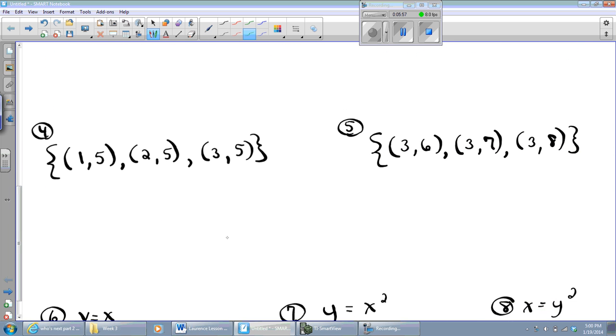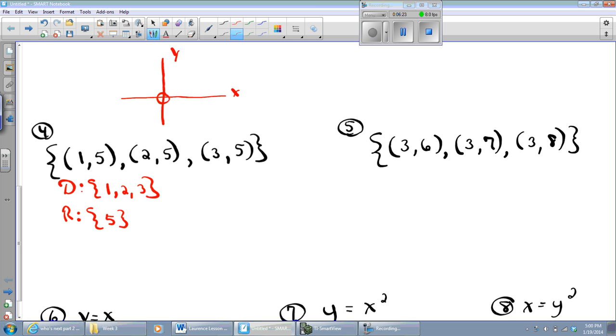Sometimes we have a set of ordered pairs and we have to determine the domain, range, and whether it's a function or not. So let's see the domain. It looks like the domain is 1, 2, 3. The range is 5. If you think about this pictorially, I'll bet you it's a horizontal line, right?